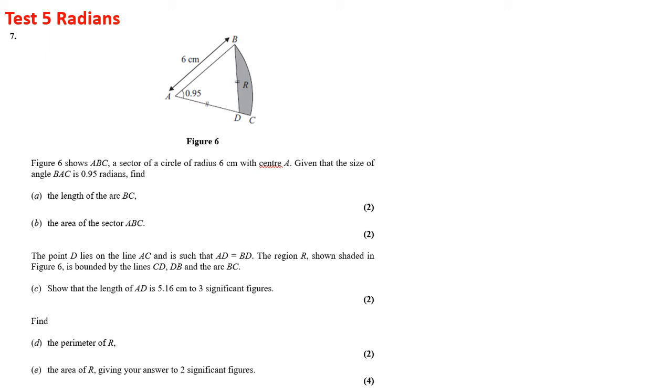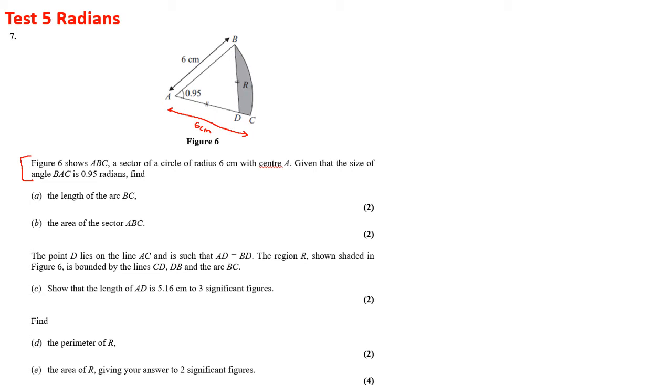So as always, we start by reading this information, compare it to the diagram, check to see if there's anything additional given. From that information, we could just clarify that AC is 6 centimetres to make sure we don't get that confused with AD later on. And then our first part is to calculate the length of arc BC.